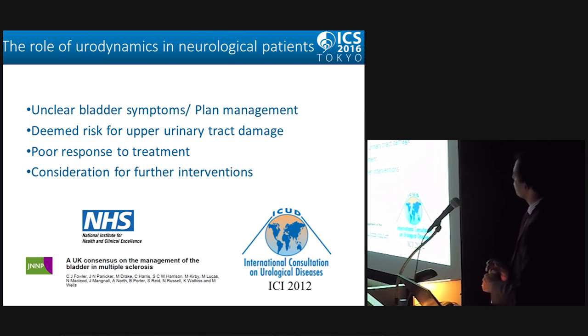In short, the role of the urodynamics in neurological patients, it'll tell you considerably about the lower urinary tract dysfunction, what happens. It tells you about the risk for upper tract damage in that patient. But more and more, in patients with progressive neurological conditions, in the initial stage, urodynamics are helpful if the bladder symptoms are unclear, if you require the urodynamics to define a plan of management, or if there's a poor response, or you want to consider further interventions beyond the first-line treatments of these patients, or if you've deemed that the risk for upper tract damage is greater.